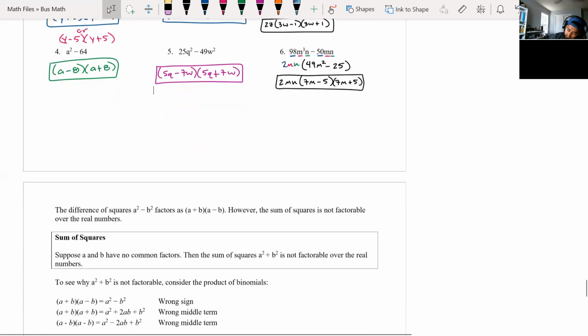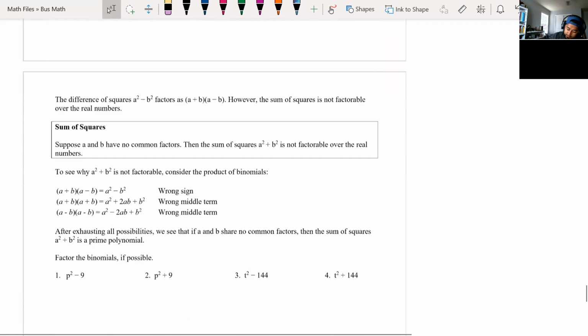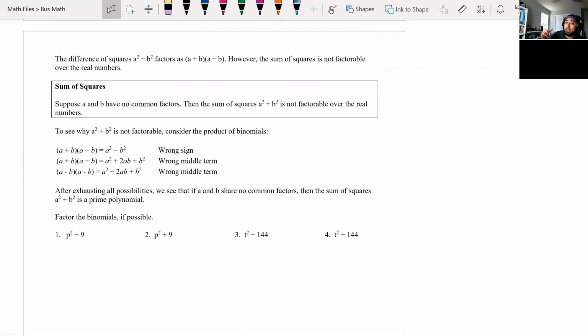Thanks for that. All right, guys, last page. So we saw a difference of squares is factorable. And now if you ever come across a sum of squares, a squared plus b squared, then this is not factorable at all. But if it has a greatest common factor, let's go ahead and take it out. All we have to know here is that a sum of squares is not factorable.